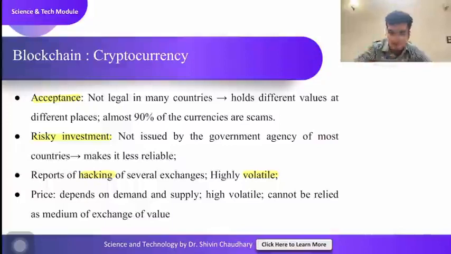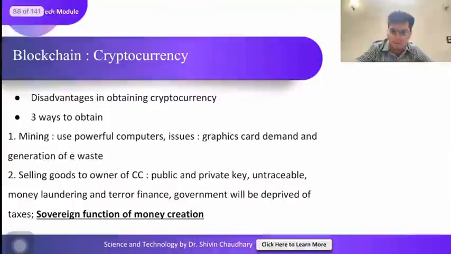वो ऊपर नीचे होता रहता है. Recently also some cryptocurrency collapsed, right? So it is volatile. So these are the issues of cryptocurrency. Again, only important for memes.